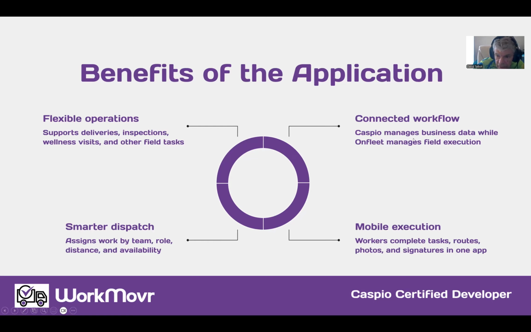Caspio puts everything together in the data, and then Onfleet manages the execution. The drivers have their own mobile app from Onfleet and it gives them roles and availability and task assignment. And then when they get there, the workers complete tasks, routes, and photos, signatures on the mobile app. So a great integration, I think, for those who have a significant number of off-site activities to do.